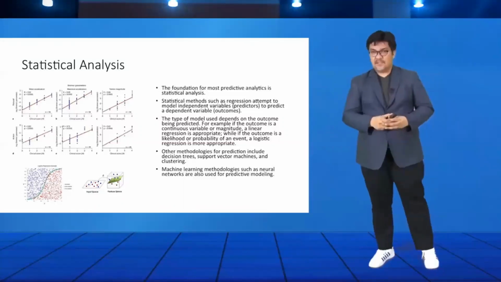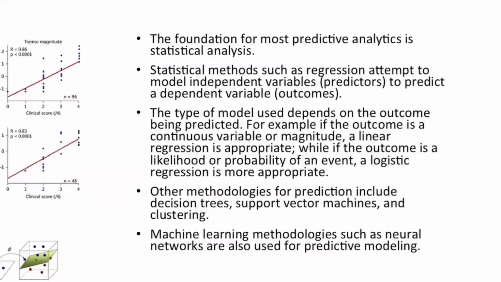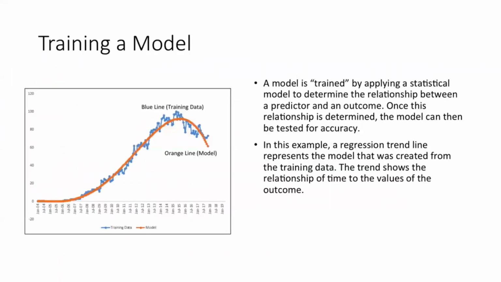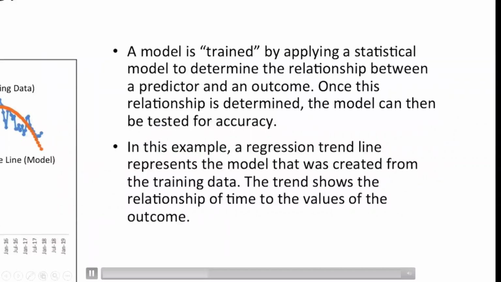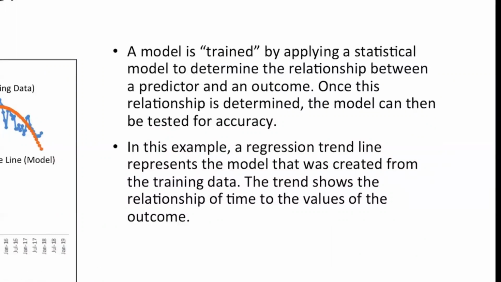Outside of statistics, there are also methodologies such as neural networks, which fall closer to machine learning and computer science, and these are also used to build predictive models. So if you want to build a model, the first step is to train one. Training a model involves getting sample data which represents the relationship that you want to model. A model is trained by applying a statistical model to this training data and then surfacing the relationship. Once the relationship is determined, the model can be tested for accuracy.